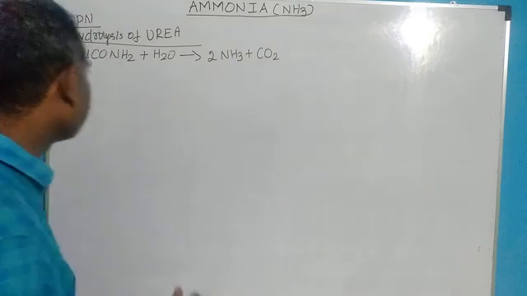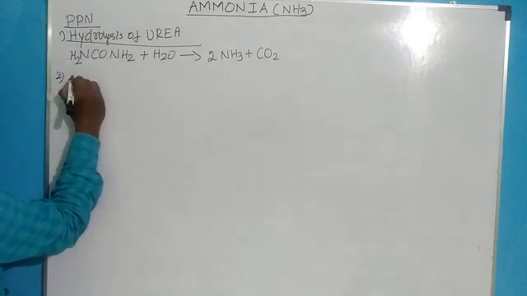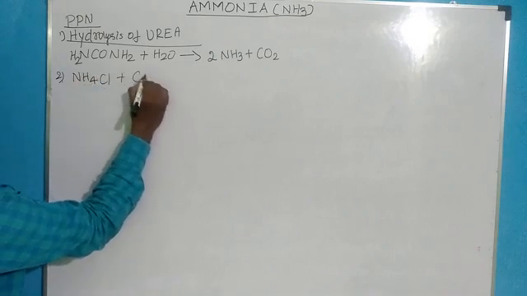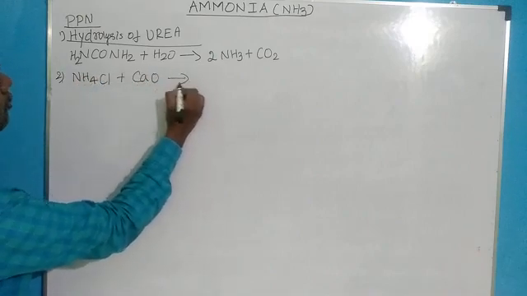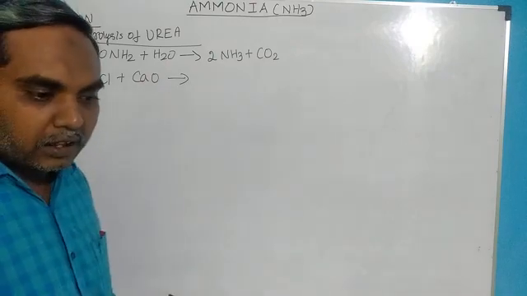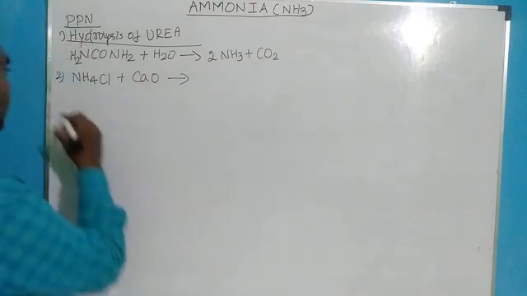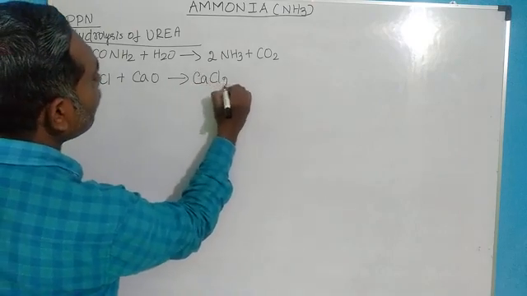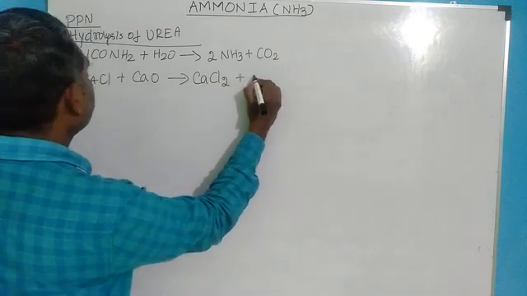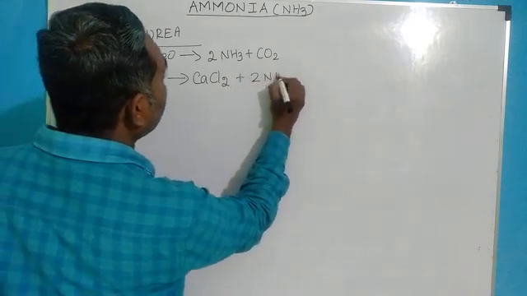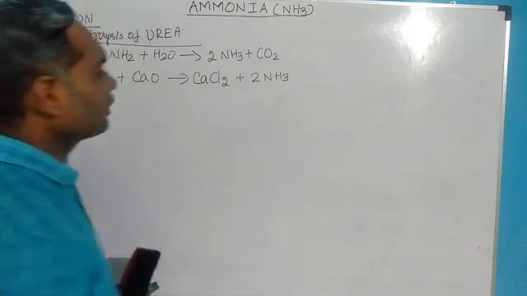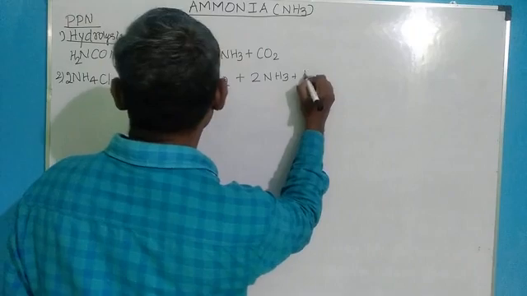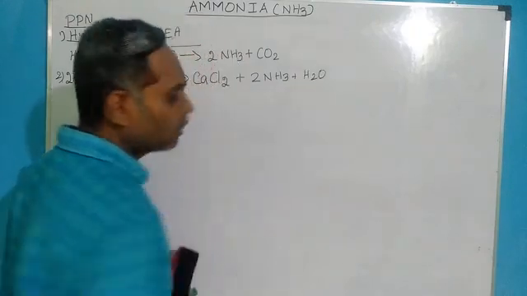In the second method, ammonium chloride reacts with calcium oxide. We will get calcium chloride plus 2 NH3. So this is the second method of preparation of ammonia, with water.